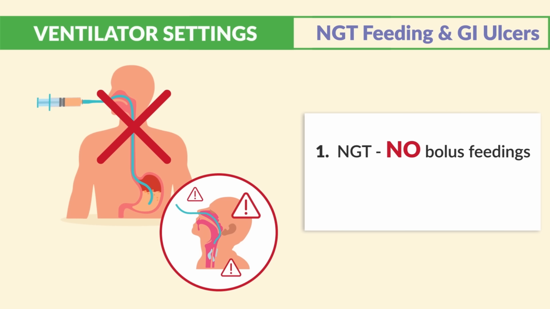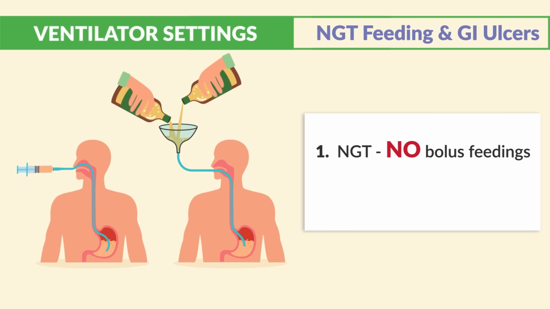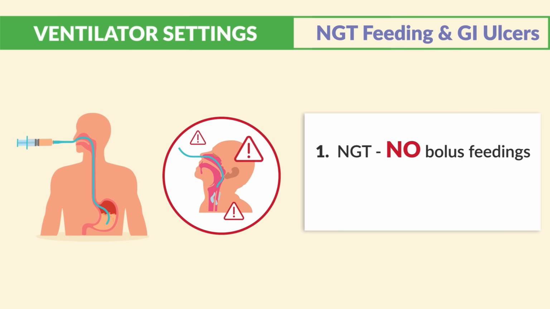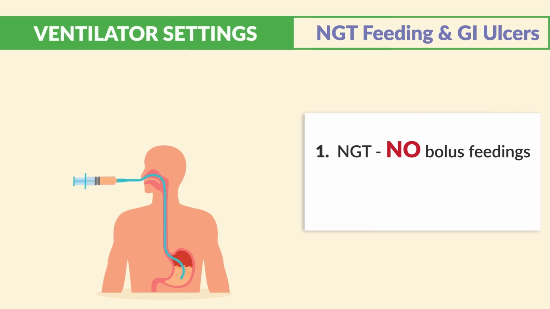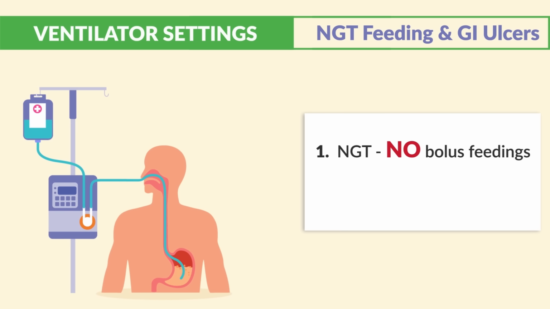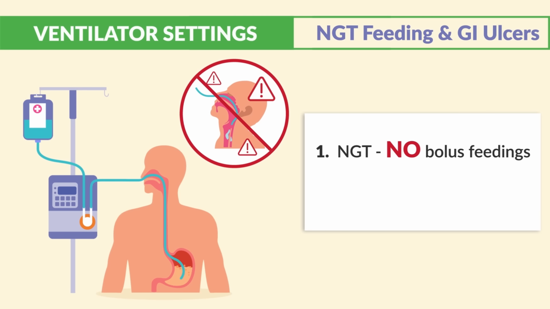So let's be real here. A bolus feeding is like taking a beer bong. That's a lot going in all at once. Huge risk for choking and aspiration. So we always use continuous feedings to prevent that aspiration when a client is on an ET tube.